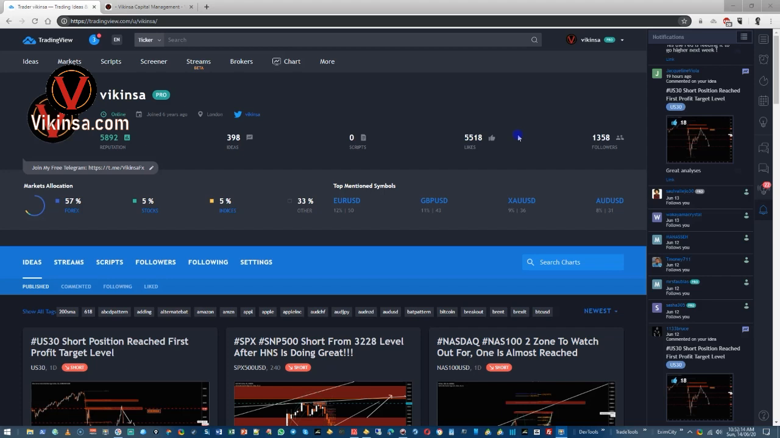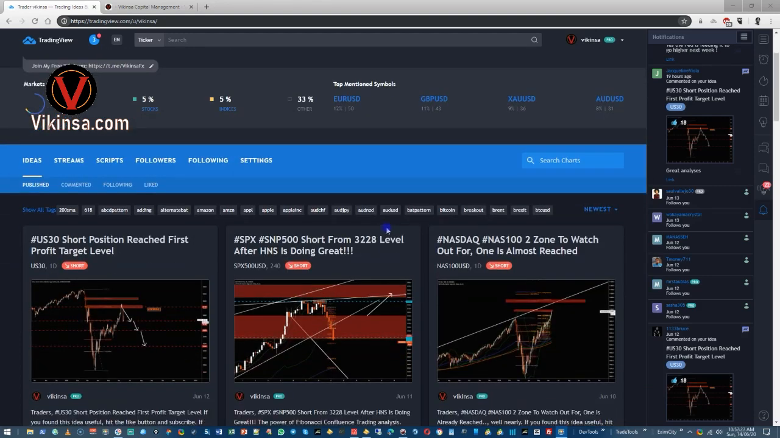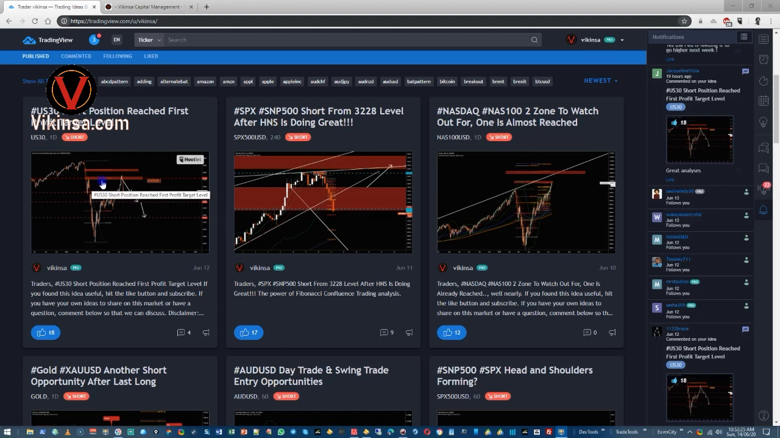Now if you have been following my analysis either on TradingView or YouTube or any other social channels, then you know that I use Fibonacci confluence patterns based analysis to generate these kind of zones which are high probability zones in the market. Market tends to come to those zones and either reverse or give us breakout opportunities.